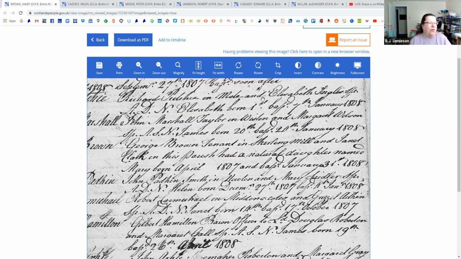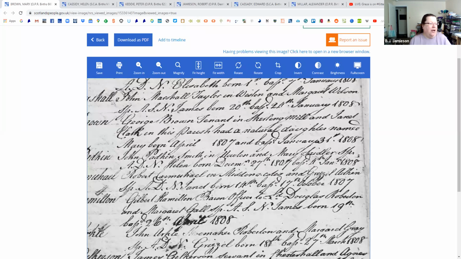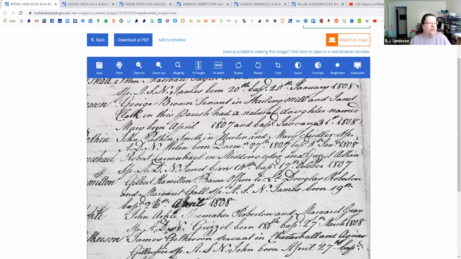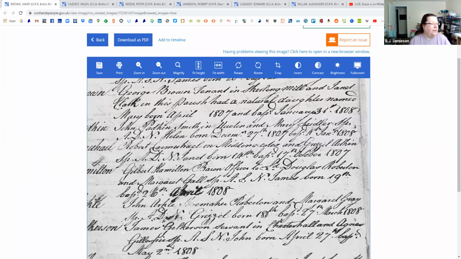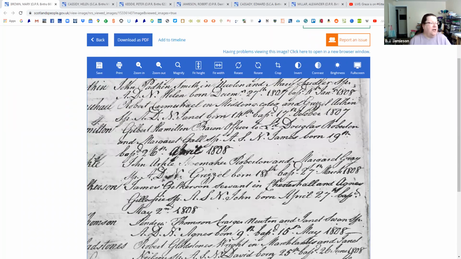And so sometimes what you want to do is read the whole page, because this clues you in. If you weren't sure what "natural daughter" meant, you'd want to figure that out. This tells you you're not going to find a marriage record for these two up until April 1807. But look and see: does your ancestor's entry fit the pattern of all the others on the page? And if it doesn't, what's different and why?